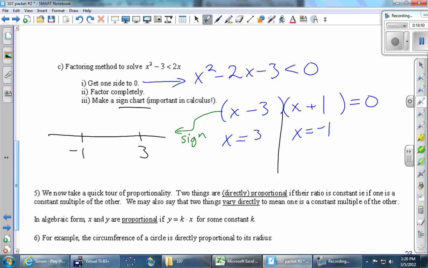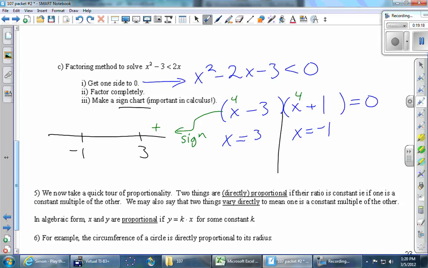Somebody yell out a number bigger than 3. 4 is fine. If you plug in x equals 4 here and here, what do you get in the first parentheses? You get 1. Second parentheses, 5. 1 times 5 is 5. Actually, don't even care that it's 5. It's called a sign chart. All we care about is the sign. You picked a number that was out here. You ended up with a +5. So we put a little plus sign out there.